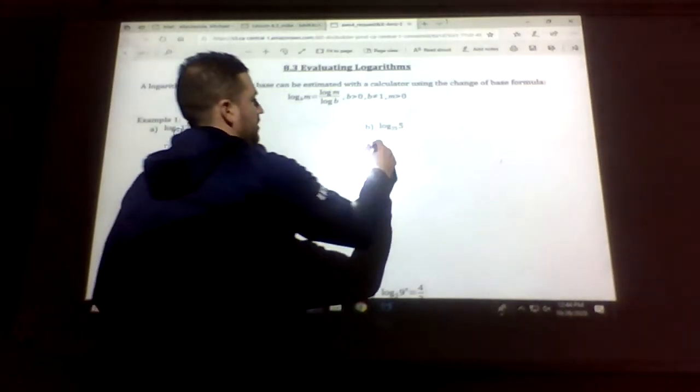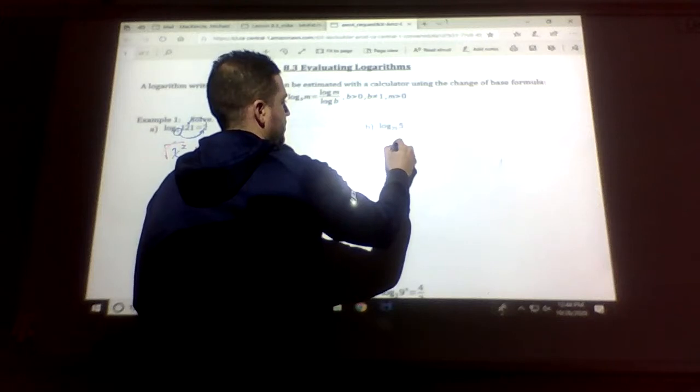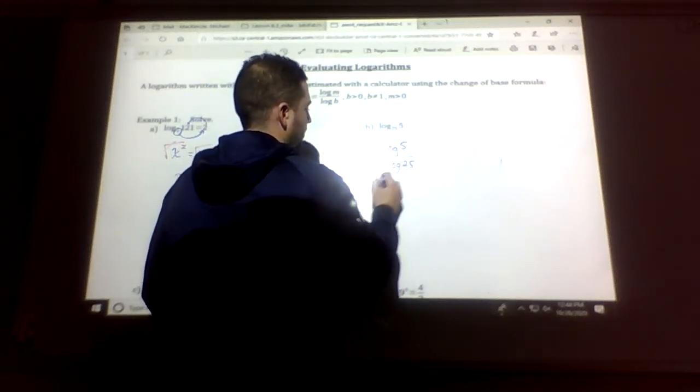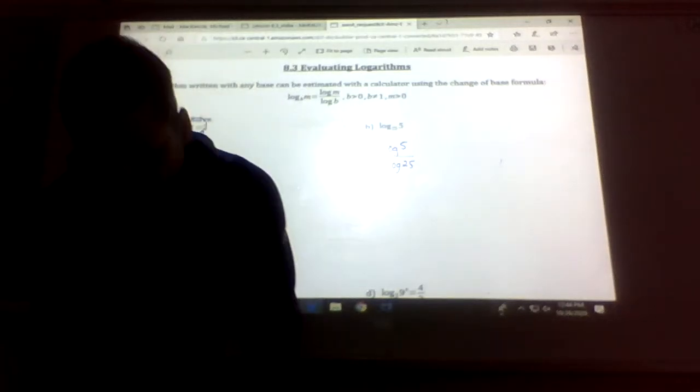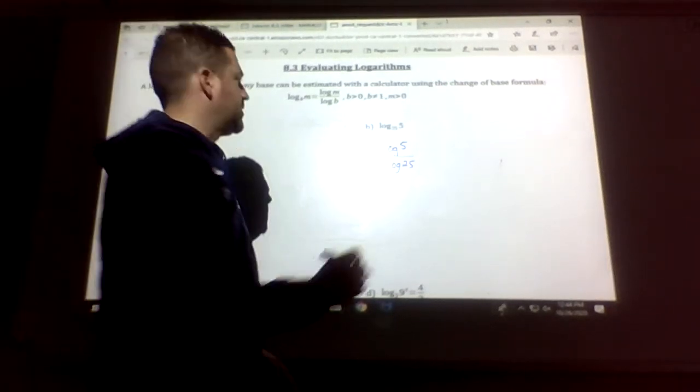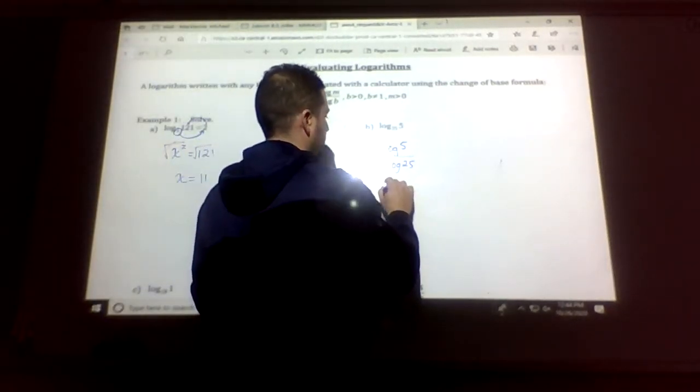Okay, this one, just divide as it is. So log 5 divided by log 25 equals 0.5, or 1/2.